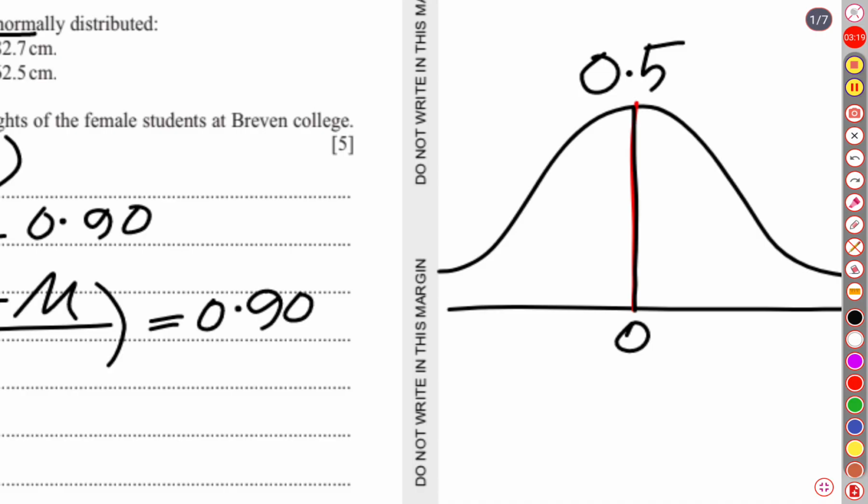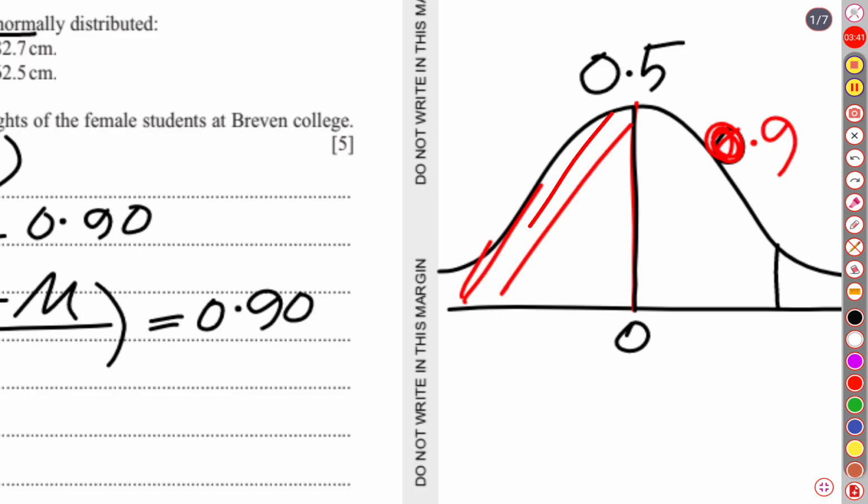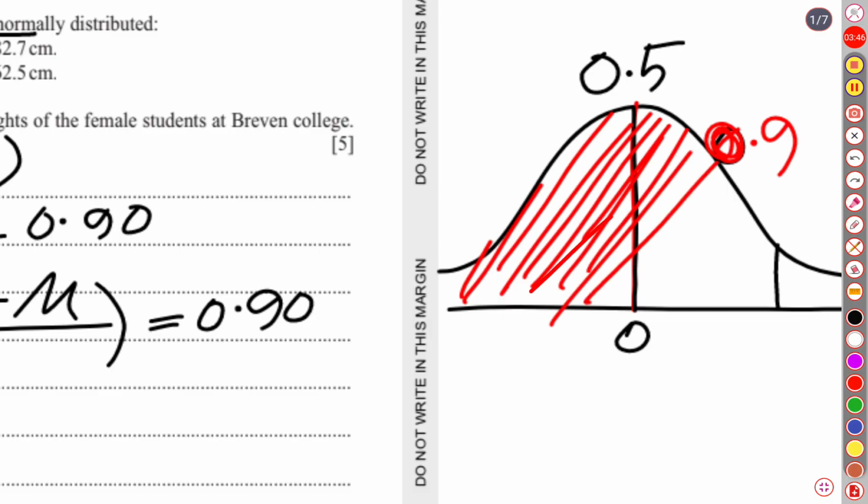Now look at this, they have told our probability is 0.9. So 0.9 means it will be over here. This portion is 0.9, isn't it? So let us write here, it is 0.9. This portion must be 0.9. I mean the left portion. Yes, this part is the probability of 0.9.